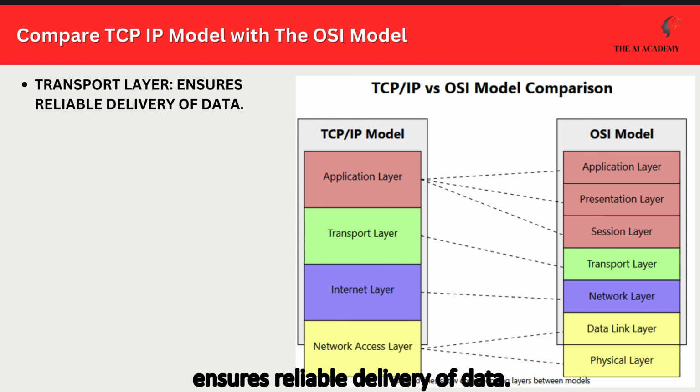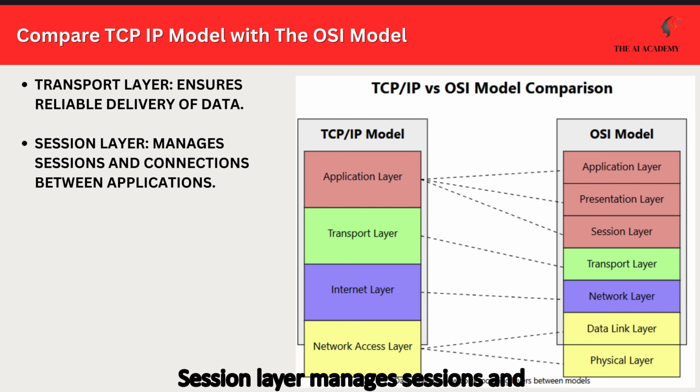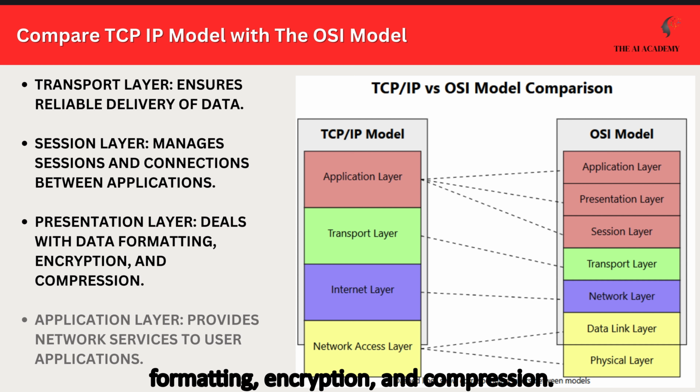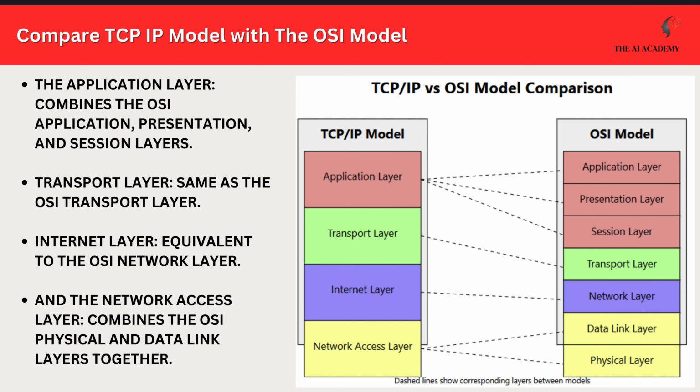The transport layer ensures reliable delivery of data. The session layer manages sessions and connections between applications. The presentation layer deals with data formatting, encryption, and compression. The application layer provides network services to user applications.